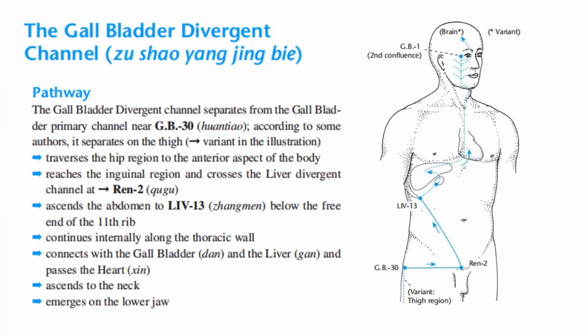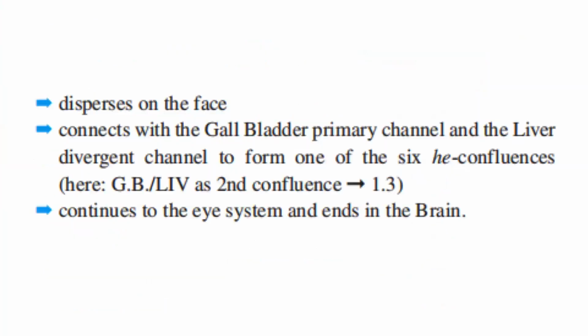It then continues internally along the thoracic wall and connects with the gallbladder and the liver and passes the heart, and then ascends to the neck and emerges on the lower jaw. It disperses on the face, connects with the gallbladder primary channel and the liver divergent channel to form one of the six confluences. Here is the gallbladder and the liver as the second confluence. And finally, it continues to the eye system and ends in the brain.